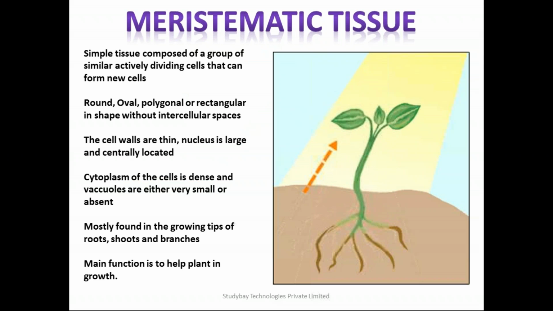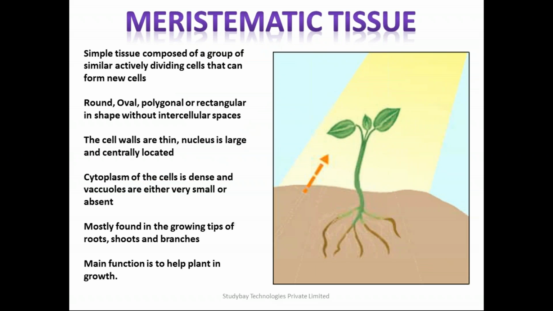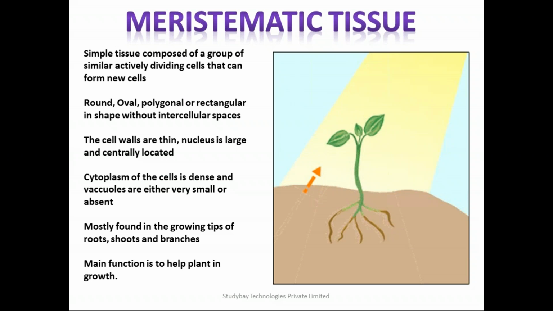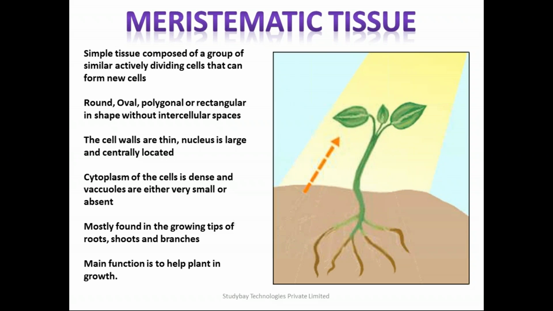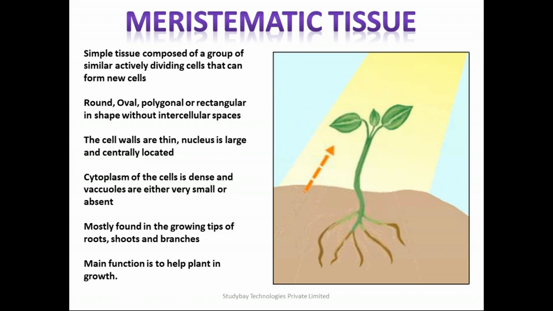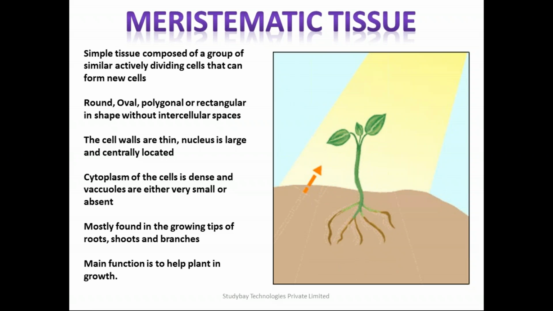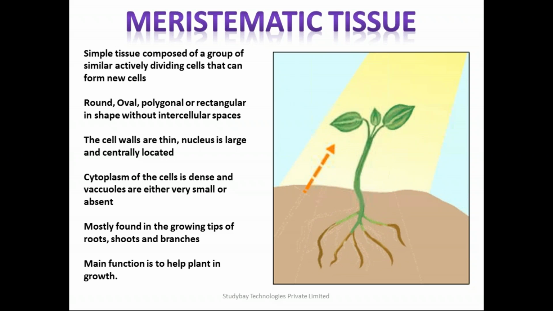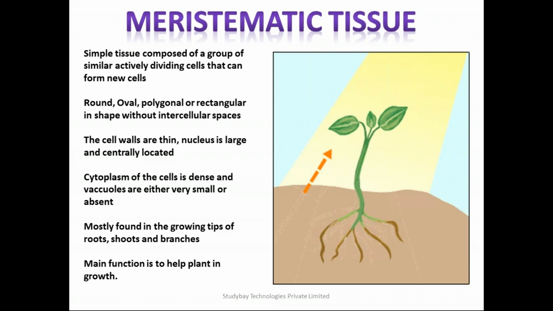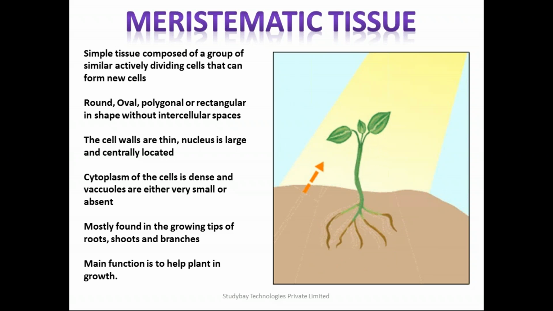A meristematic tissue is a simple tissue composed of a group of similar, actively dividing cells that can form new cells. They may be round, oval, polygonal, or rectangular in shape without intercellular spaces. The cell walls are thin, but the nucleus is large and centrally located. Their cytoplasm may be dense, and vacuoles are either very small or absent. These are mostly found in the growing tips of roots, shoots, and branches.